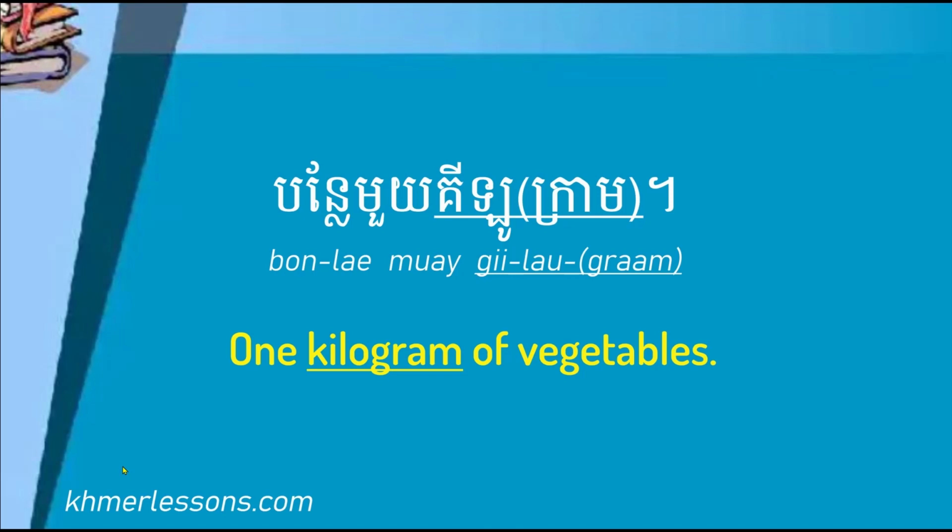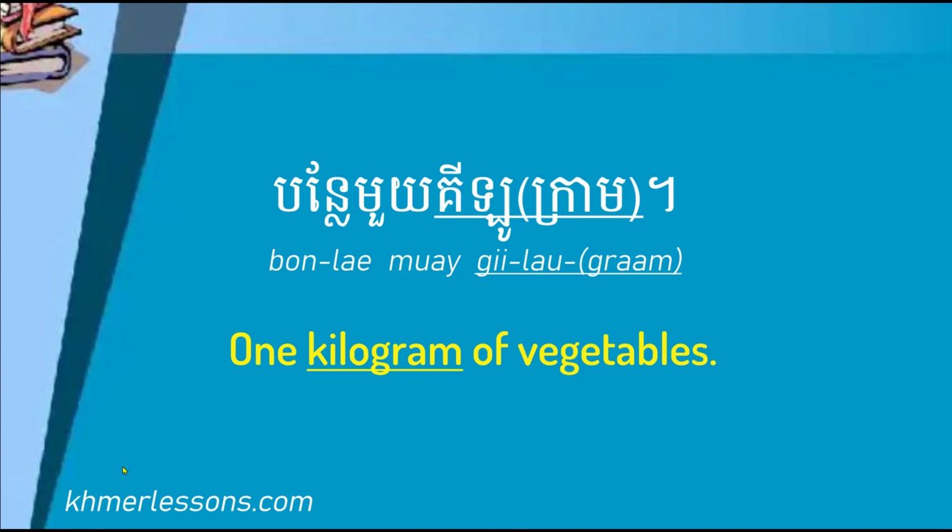You use vegetable first and then 1 kilogram after. In the context, we understand this, so you don't need to say gram. When we talk about weight, you just say kilo. So another option, you just say bon lai muoy kilo. Bon lai muoy kilo is 1 kilo of vegetables.